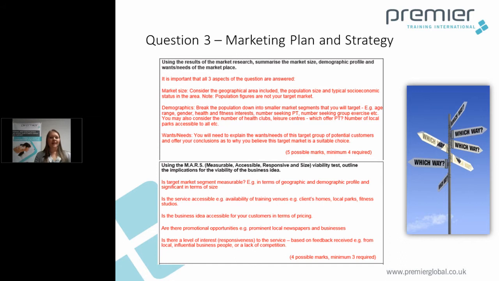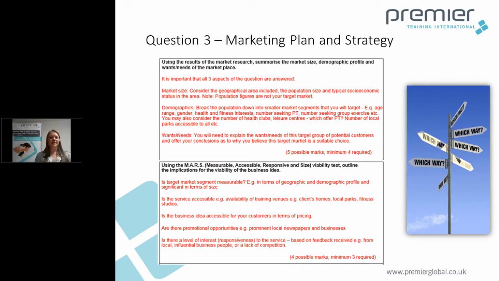Moving on from your primary and secondary market research, you need to use that information to answer the following 2 questions. For the first question, you need to use the results of your market research to summarise the market size, demographic profile and wants and needs of your market. It's important that you do cover all 3 aspects of that question.